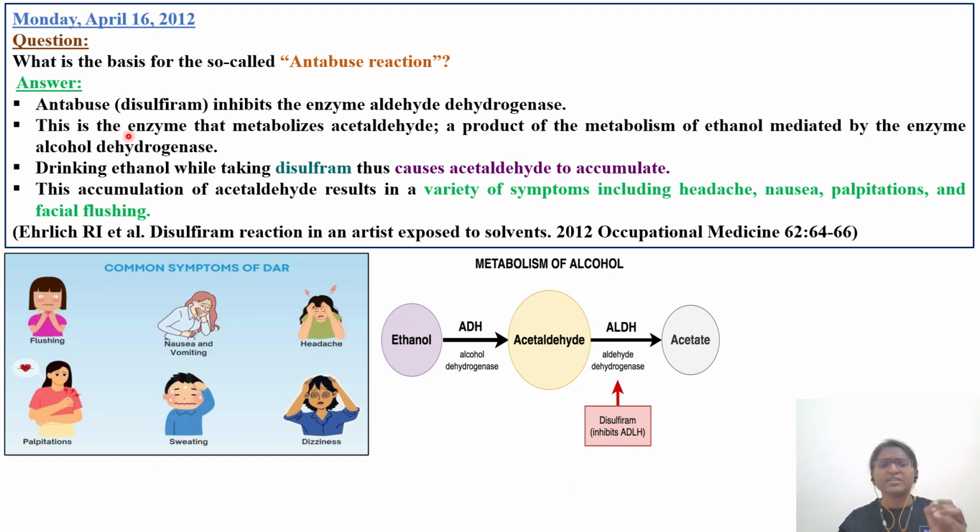This enzyme, aldehyde dehydrogenase, metabolizes acetaldehyde, the product of ethanol metabolism. So whenever the acetaldehyde level increases, you will have headache, nausea, palpitation, facial flushing. The important thing you have to remember: anti-abuse reaction, disulfiram inhibiting aldehyde dehydrogenase.